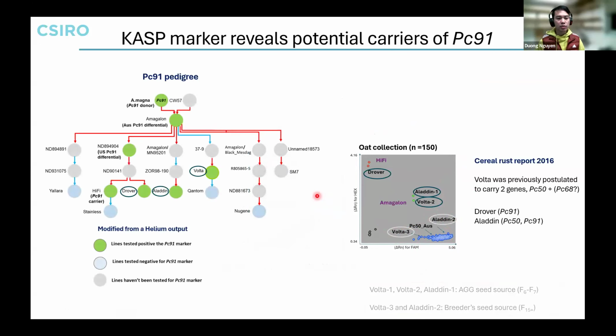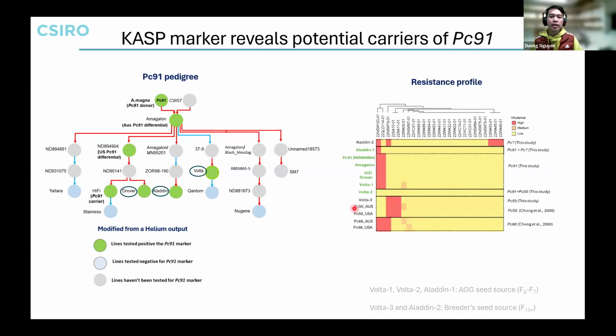We also cross-checked the result from the genetic data with the pedigree. Here in the pedigree, the lines in green are the ones testing positive for the marker. Looking at the PC91 pedigree, we see that Drover, Aladine, and Volta only have PC91 in the pedigree. So that makes sense with the result from the CAPS assay here, that these lines carry PC91.